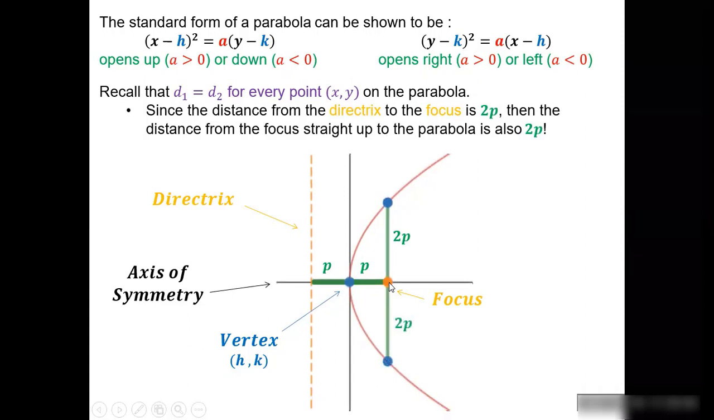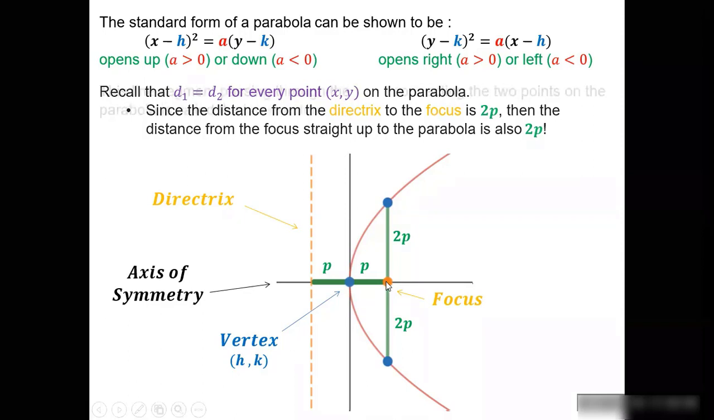And therefore, to the opposite side of the parabola is another 2p units. So what's interesting about this is that if we know p, starting from the vertex, we could find the focus inside of the parabola. We could find the directrix on the outside of the parabola. And we could find two more points on the parabola that are 2p units away from the focus.